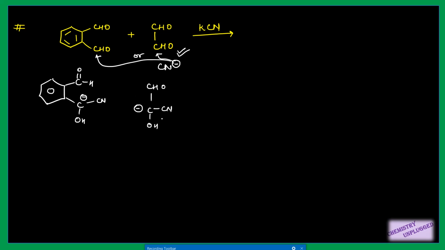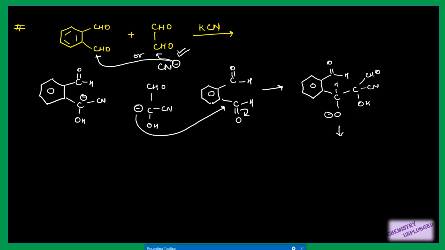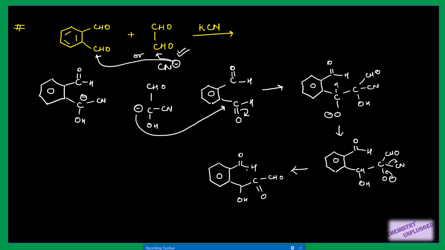So first we will generate this molecule, then it will attack on this, the bond will shift here, then this proton will transfer from this oxygen to this oxygen, this negative charge will shift here, and this CN will be removed, right? We will get this molecule. Again the same reaction will be followed because this time we will use this CHO. First CN minus will attack on this, then it will generate a carbanion which will attack on this aldehyde, right? So we will get this one.